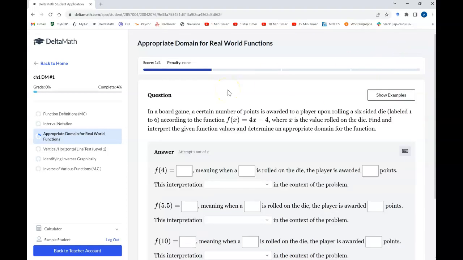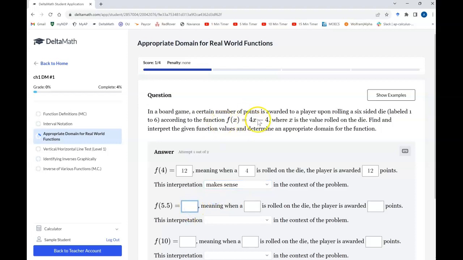So let's do another one that's maybe a little less obvious, right? In a board game, a certain number of points is awarded to a player upon rolling a 6-sided die that is labeled 1 to 6. According to the function f of x equals 4x minus 4, where x is the value rolled on the die. Find and interpret the given function values and determine an appropriate domain for the function. Okay, so f of 4, if I plug in 4, I have 4 times 4 is 16, minus 4 is 12. So that means when a 4 is rolled, the player is awarded 12 points. Well, that makes sense because I can roll a 4.